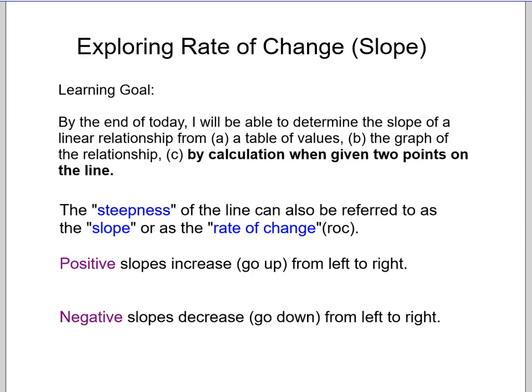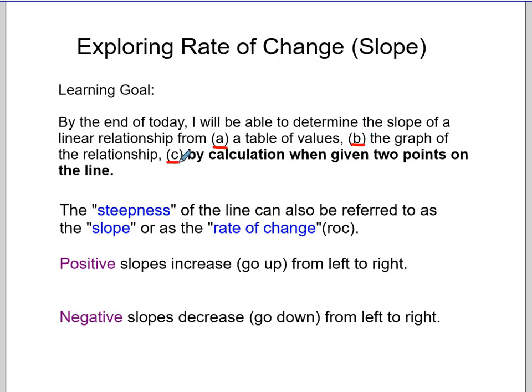All right, today's lesson is exploring the rate of change, or the slope. I should say we're revisiting this topic. So we've already looked at finding the slope or rate of change from a table of values. We've done that already, so we'll see that again one more time. And then we've also looked at the graph of the relationship and how we find the slope by drawing little triangles. So we've done those two already. So this is going to focus on by calculation.